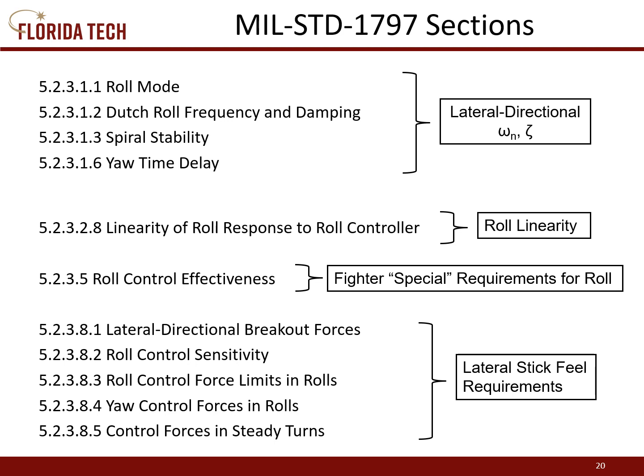Section 5 also brings in the lateral directional modes we've talked about, roll mode, Dutch roll, spiral, even yaw time delay, so lateral directional with associated frequencies and damping. It talks about roll linearity, and then there's some special things for fighter aircraft. Also lateral stick feel requirements.